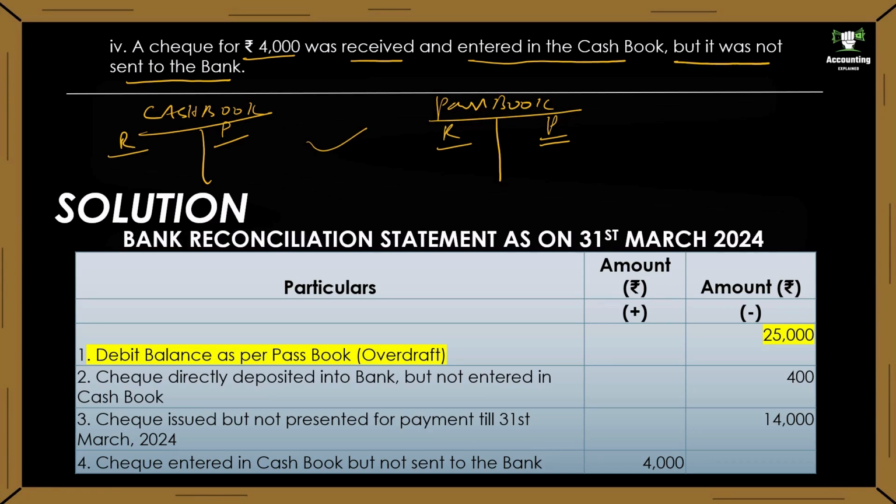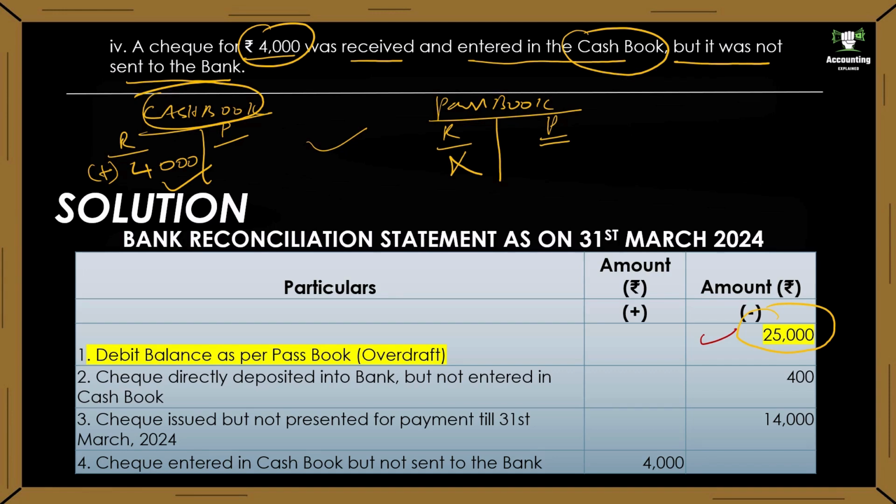So you have received a check of rupees 4,000. It was entered in the cash book. When you receive a check, where will you write? You will write under the receipts column 4,000 rupees, but it is not entered in the passbook. So when you receive a check, you will add, right? You will find the cash book balance correctly only if you add this 4,000 to this balance of 25,000, because this 25,000 does not include 4,000 in it. Now see point number 4. Check entered in cash book but not sent to the bank, under the additions column, 4,000.